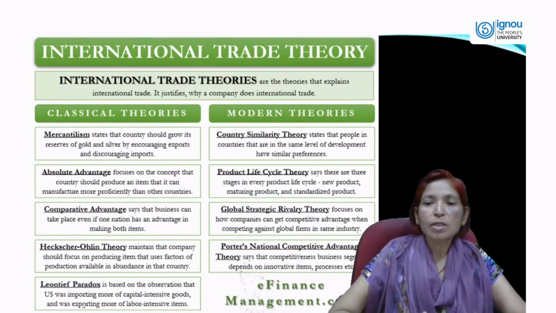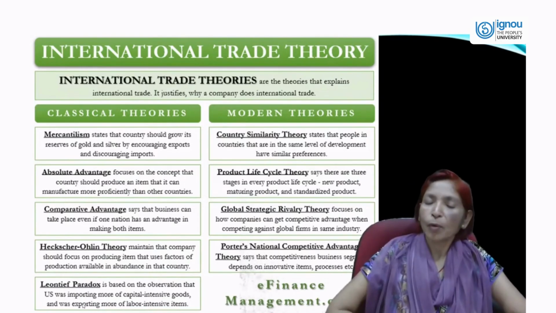Next is product life cycle theory. It tells us that there are three stages in a product life cycle. First is new product launch, second is maturing product, and third is standardized product. According to this theory, we can export and import goods and services by following this life cycle of the product.